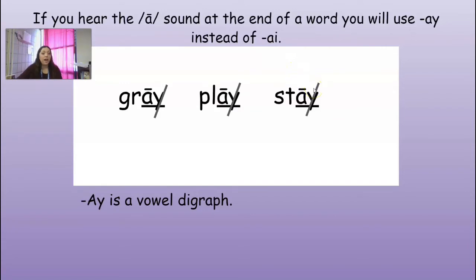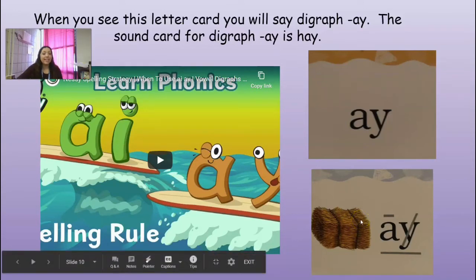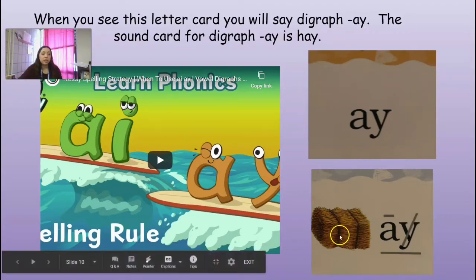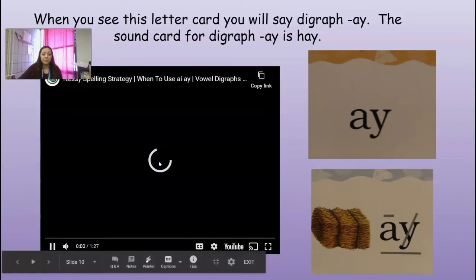So an AY is a vowel digraph since that Y is acting like a vowel. Okay, when you see this letter card, you're going to say digraph AY, okay? The sound card for digraph AY is "hey," because listen, hey has that AY at the end, okay? So we're just going to really quickly watch a short little video about AI and AY since we talked about both of them now.